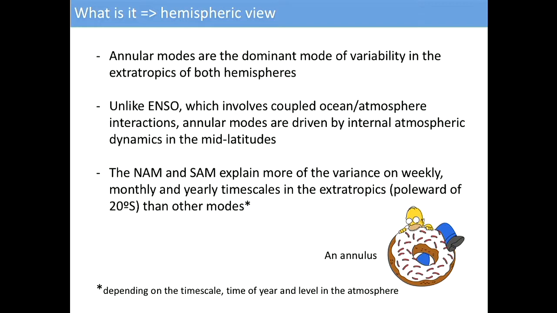There's a northern one, the Northern Annular Mode, the NAM, and the Southern Annular Mode, the SAM. They explain more of the variance on weekly, monthly, and yearly timescales in the extratropics than any other mode. It is, as I'll show you, a bit dependent on the time scale, the time of year, and the level in the atmosphere. But to first order, the SAM explains about 30% of the variance, and it's about similar for the NAM, so if you're thinking about Australian rainfall, it's an important thing to understand.